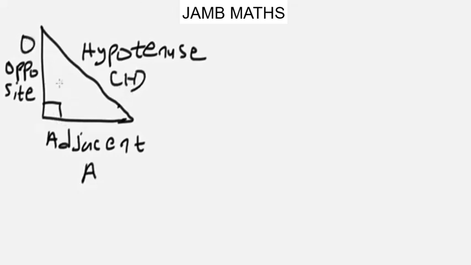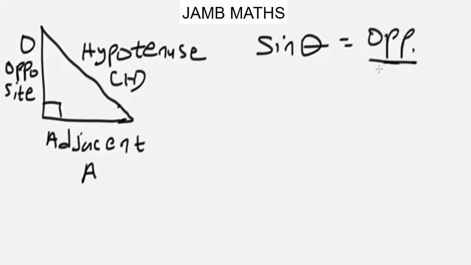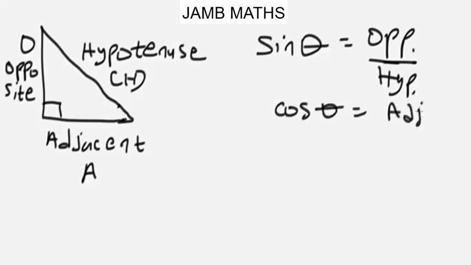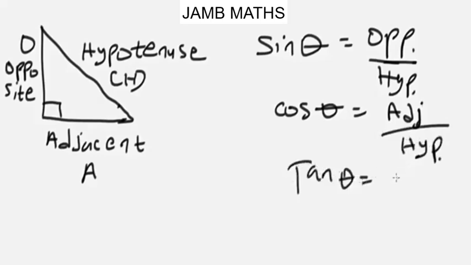Now basically, we have trig formulas for when you want to find, let's say, sine theta or sine x, which is opposite over hypotenuse. Now cos theta equals adjacent over hypotenuse. We have tan theta equals opposite over adjacent.